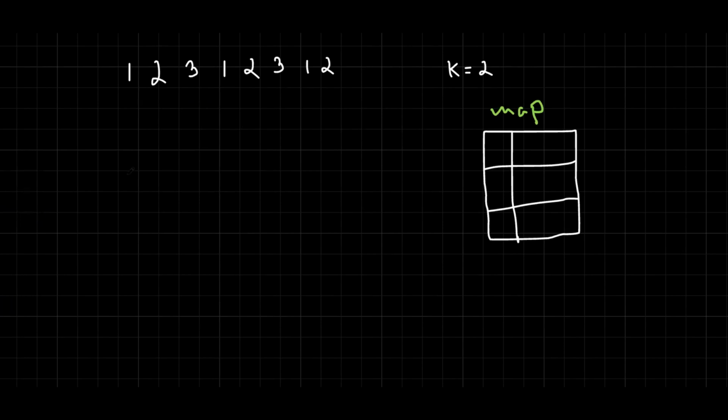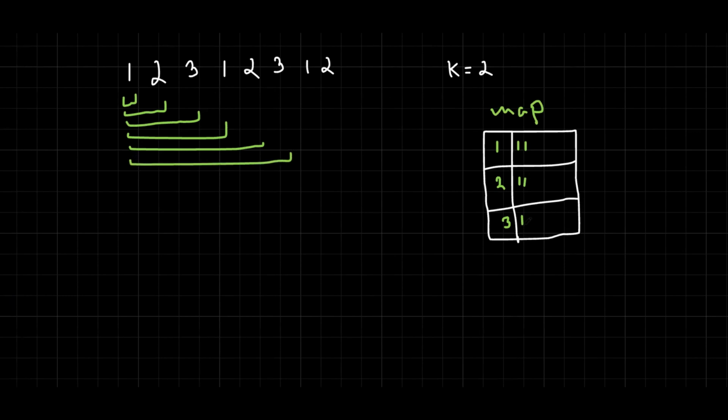For the sliding window, we are taking a variable size window. Suppose the window is this, so the frequency of 1 will be 1. Now the window is this, so the frequency of 2 will be increased by 1. Now the window is this, so the frequency of 3 will be 1. For this window, the frequency of 1 is increased by 1 again. For this window, the frequency of 2 increased by 1 again. And for this window, the frequency of 3 increased by 1 again.